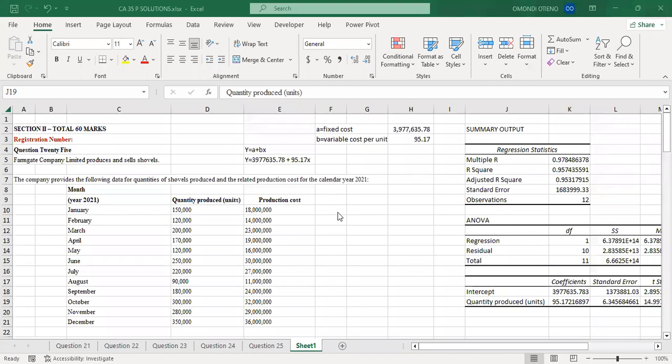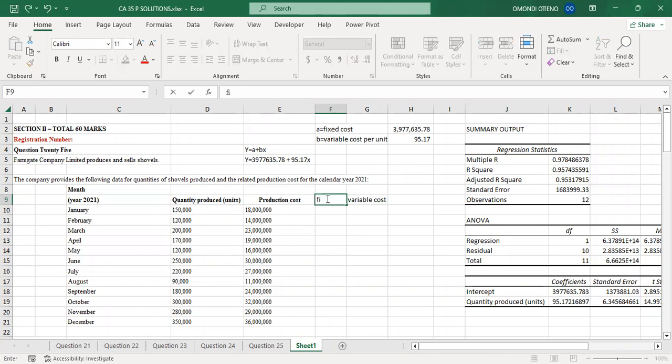We've identified variable cost per unit, which is 95.17. So are we able to get variable cost in this section here? Let us now go ahead and get our variable costs. And of course, we can also get our fixed costs. Fixed costs are now constant.